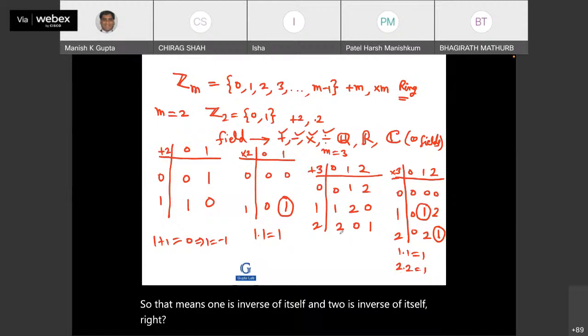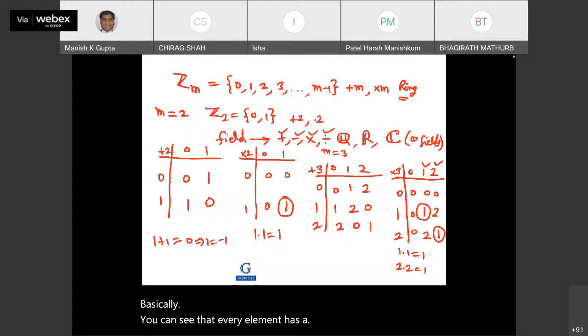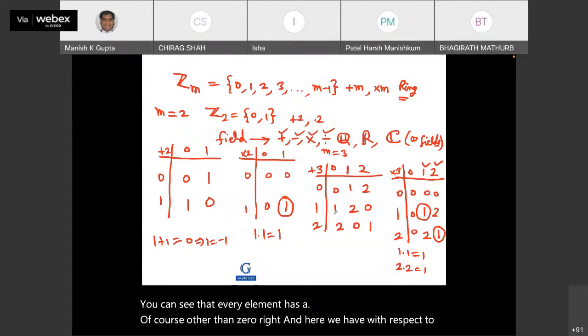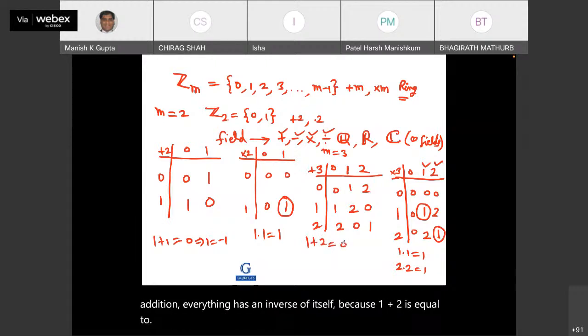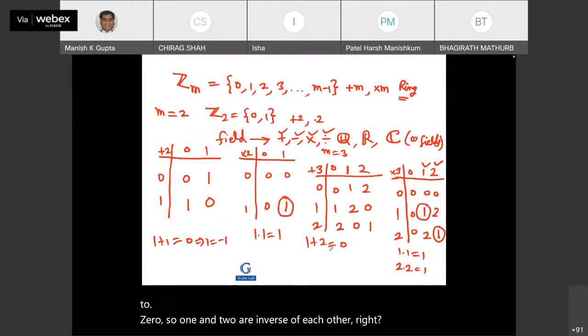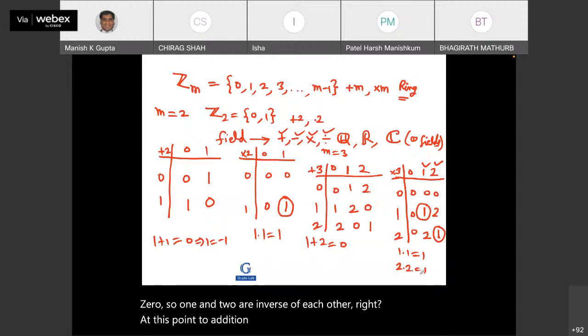So basically, you can say that every element has an inverse. Of course, other than 0, right? And here we have, with respect to addition, everything has an inverse, because 1 plus 2 is equal to 0. So 1 and 2 are inverse of each other, right? With respect to addition, here 1 is self-inverting and 2 is self-inverting, right? Okay.